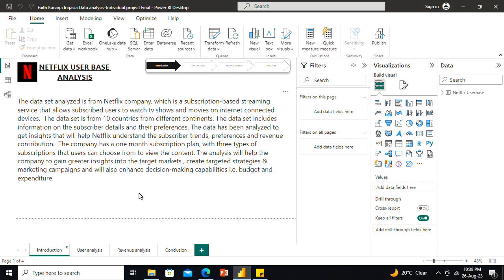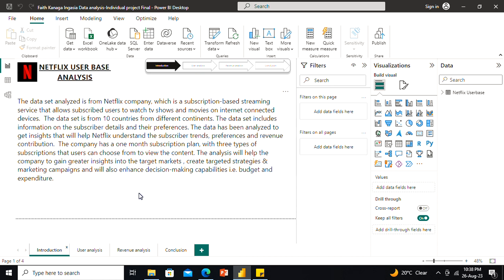I'm presenting the Netflix user base analysis. So Netflix is a subscription-based streaming service that allows subscribers to watch TV shows and movies on internet-connected devices.